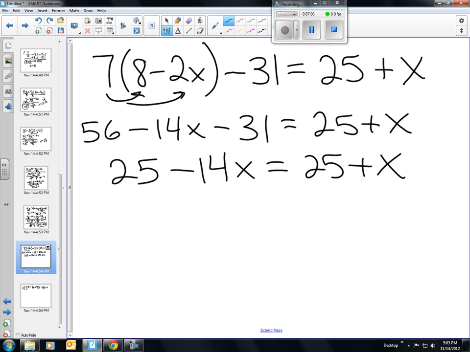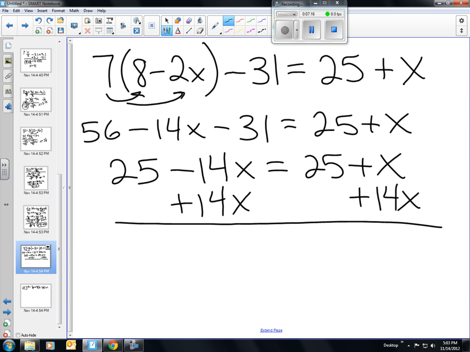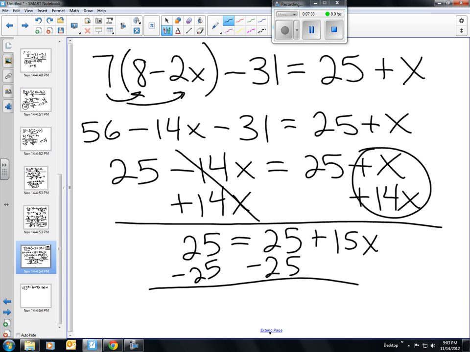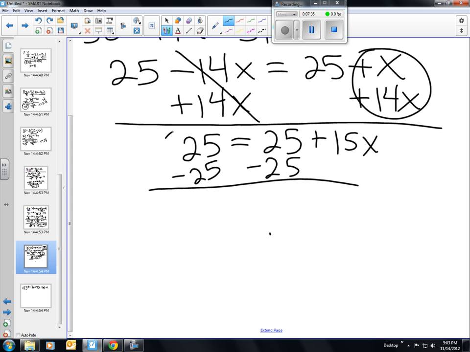And then we would want to get the x's together on one side of the equation. So I'm going to just go ahead and bring the x's to the right side. So I'm going to add 14x to both sides. And then here we're going to get 0. So 25 equals 25. And then these two, we're going to add 1x to 14x, which is going to give you 15x. And then I would subtract 25 from both sides of the equation. And then 25 minus 25 is going to equal 0. And then I'm going to be left with 15x.